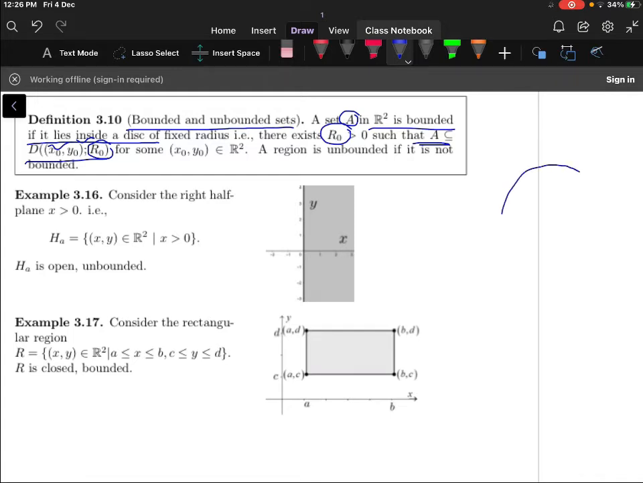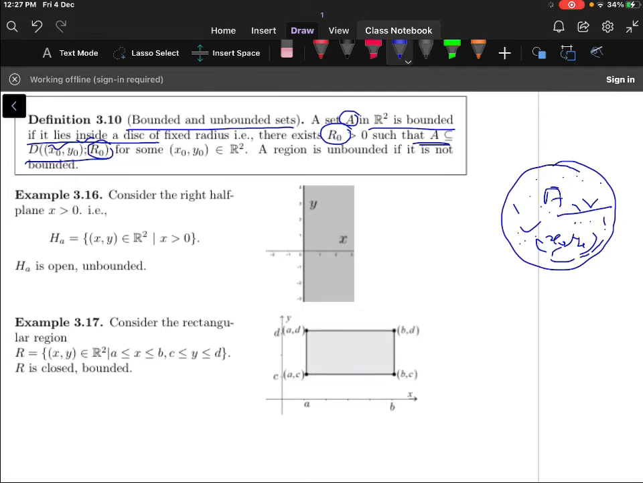Suppose we define an open disk with center (x0, y0) and radius r, and these are the points of the open disk. A set A is bounded if A is always a subset of or equal to the open disk.